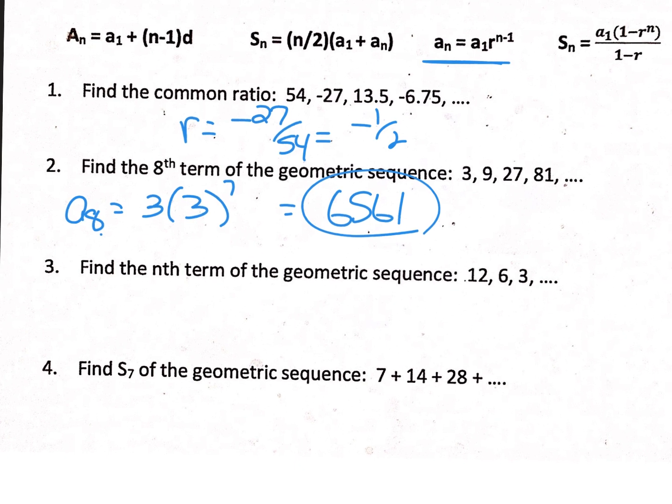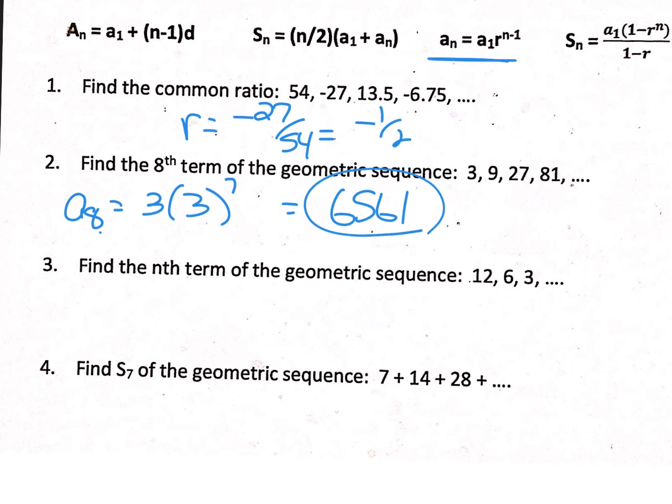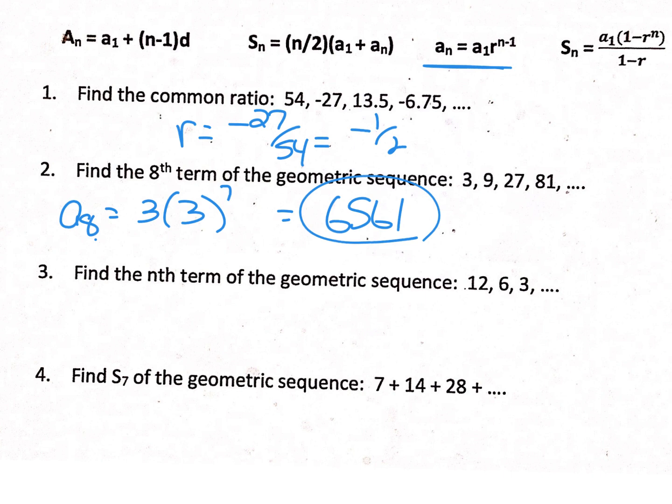Number 3, find the nth term. Remember, when it says find the nth term, you're going to have an n in your answer. You're just basically coming up with a formula. So just use the formula and leave the n in it. Okay, so the nth term is the first term times r to the n minus 1 power. R in this case is 6/12, which is 1/2. So I'm going to put 1/2 in here to the n minus 1 power. And guys, that's it. It's the formula for the nth term.